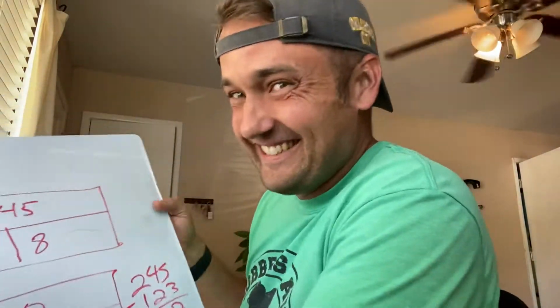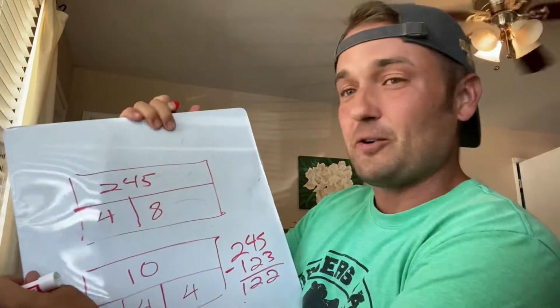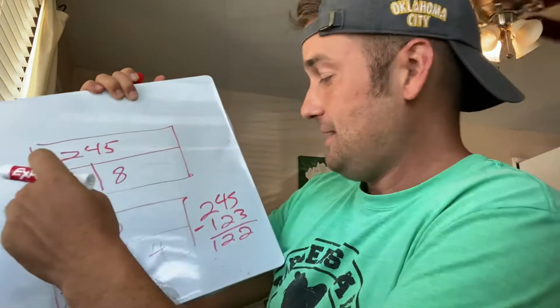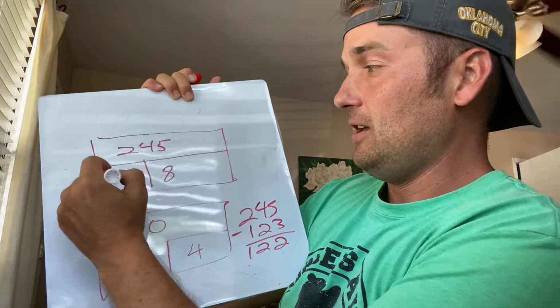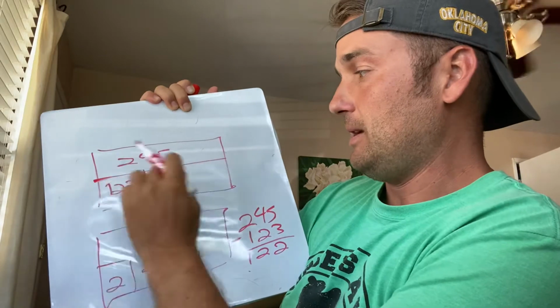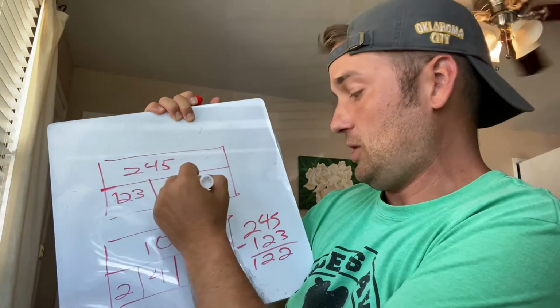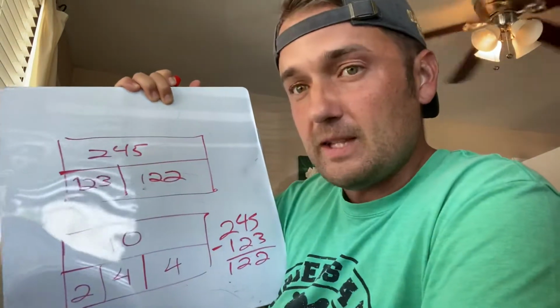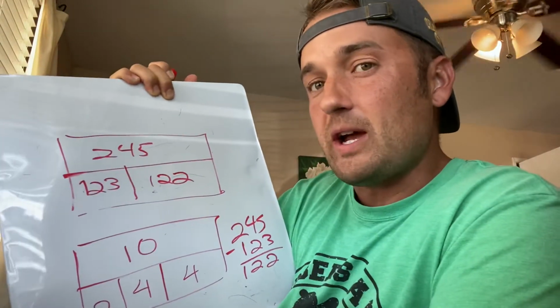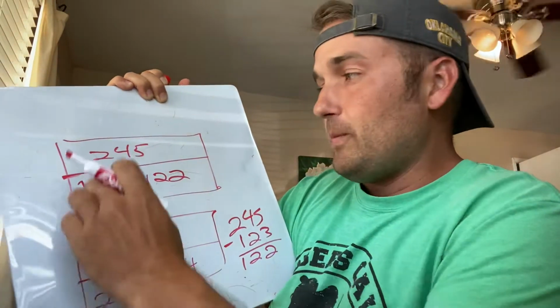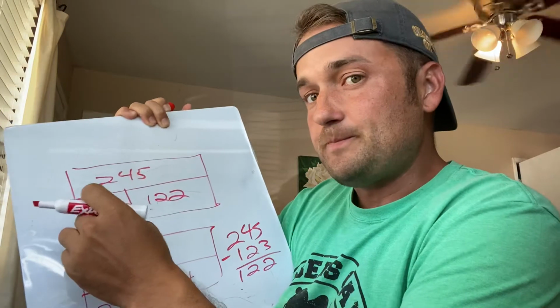Okay, so 245 cheeseburgers. I sell 123 of them, and I have 122 left. Okay? That's a lot of cheeseburgers. But that's what subtraction is. A whole and the parts.